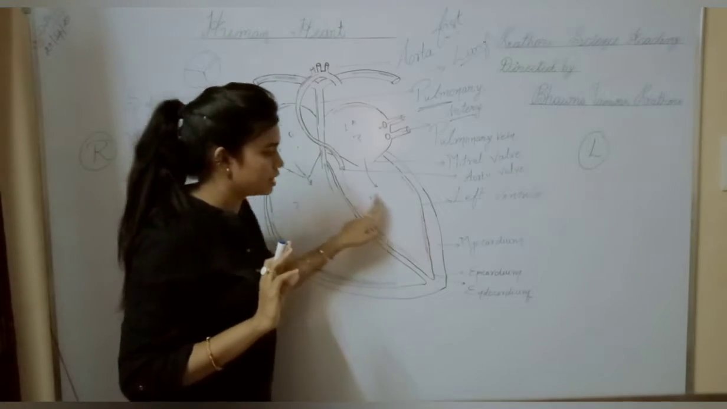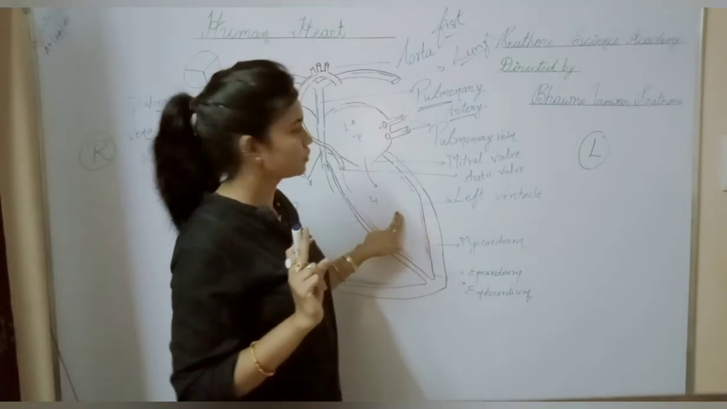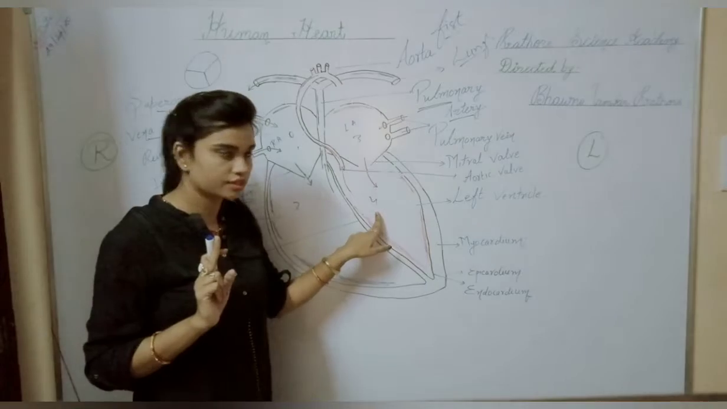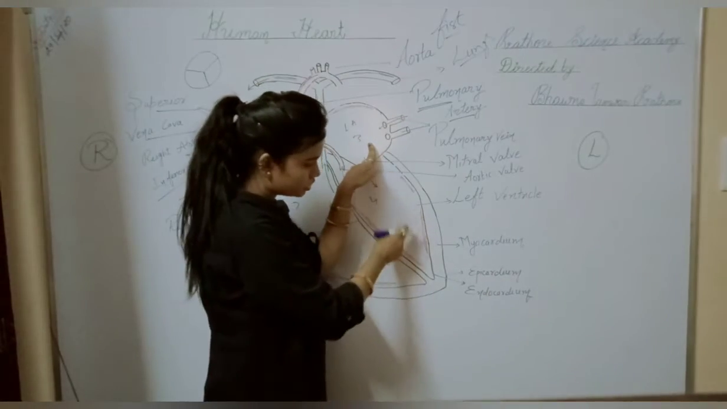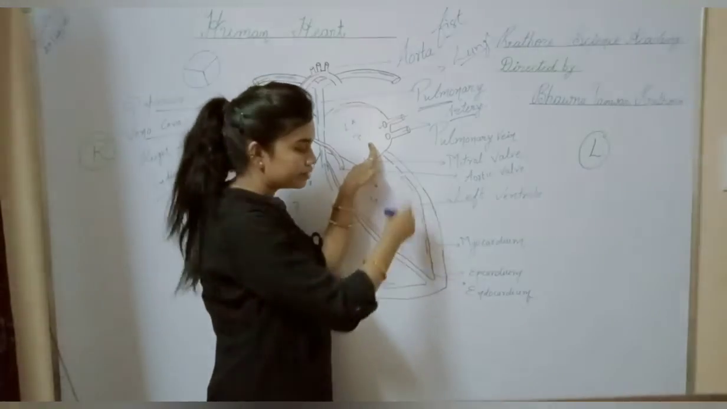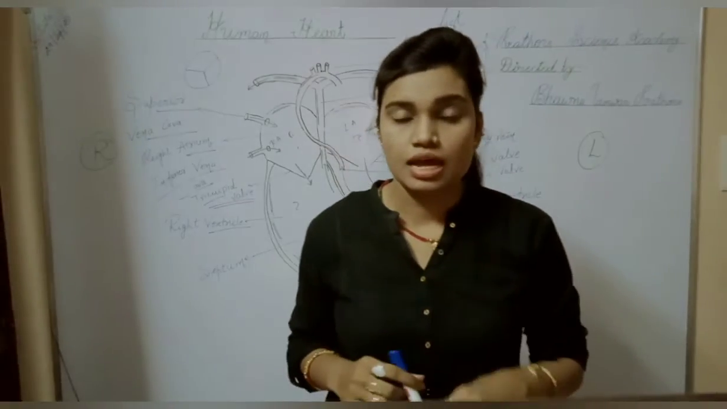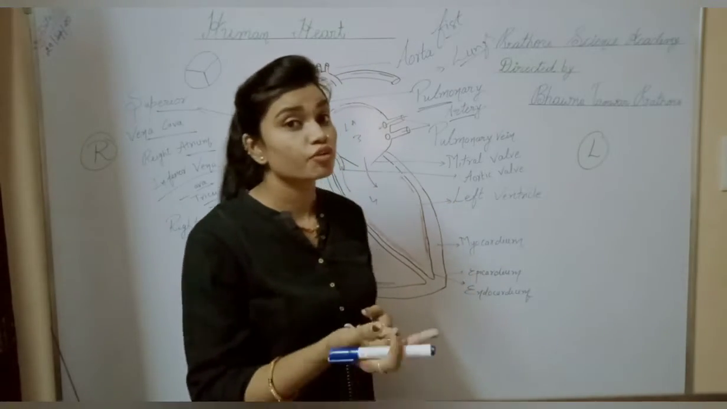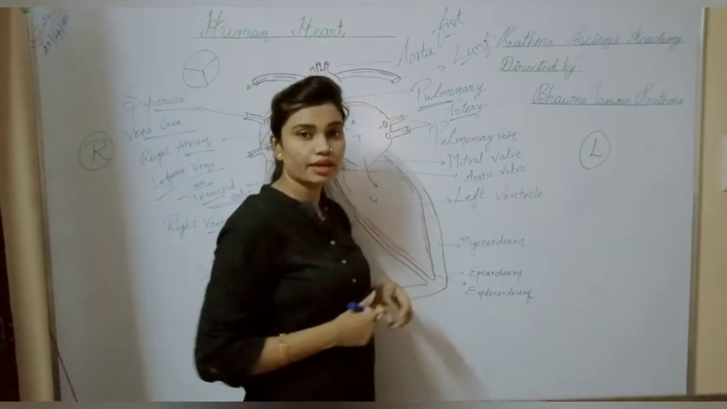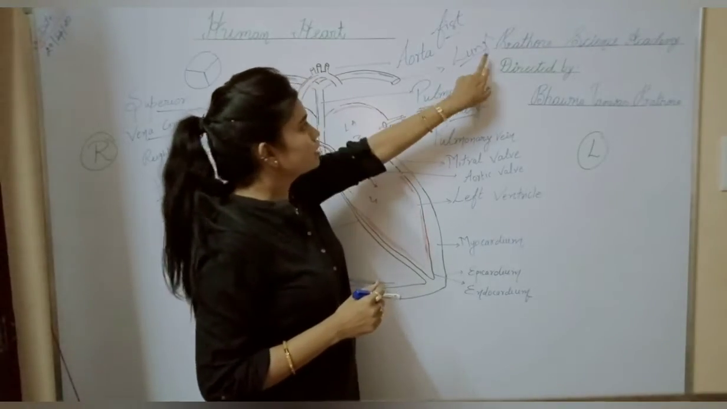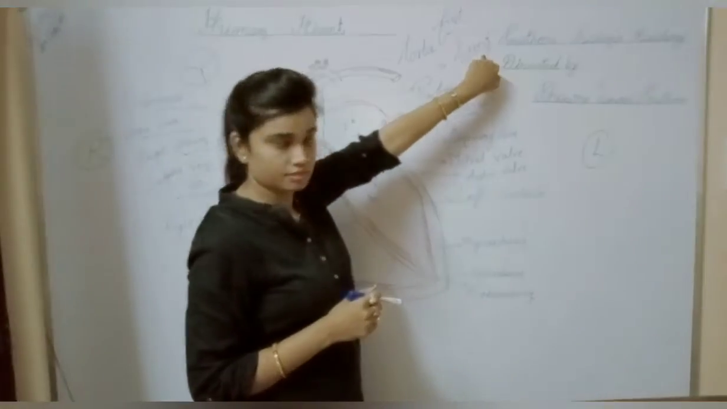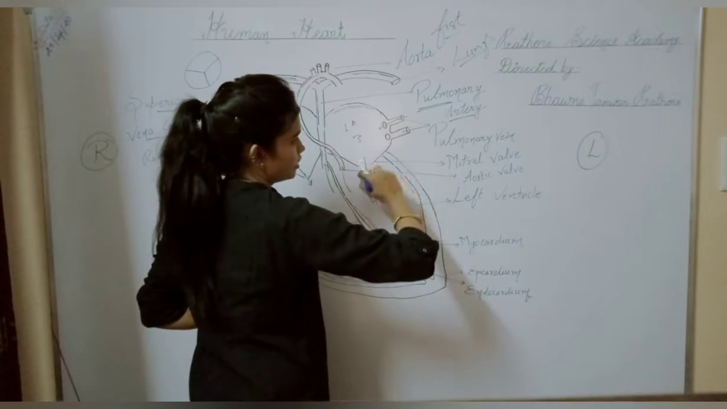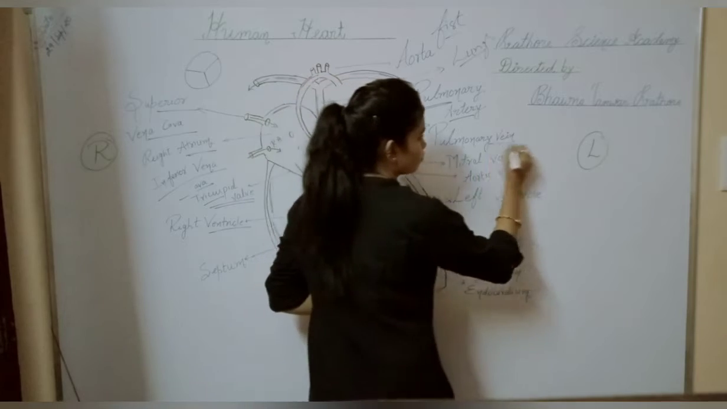Now we will discuss the left part of the heart, that is the left atrium and left ventricle. This I have shown with the red color, right? This red color shows oxygenated blood, and if it is oxygenated blood, you will know automatically where it comes from: the lungs. So when the blood gets oxygenated inside the lungs, it comes through this one, known as the pulmonary vein.